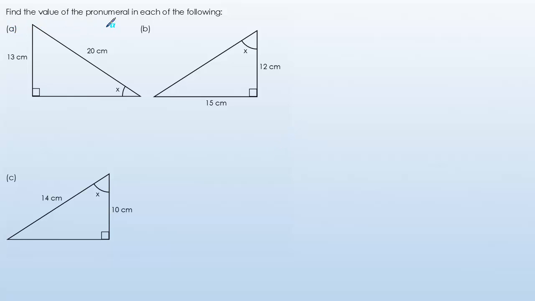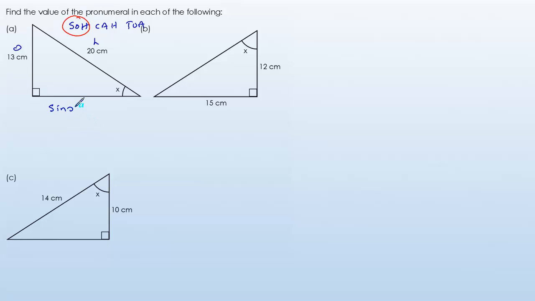We want to find the value of the pronumeral in each of the following. Now in this case, we're finding angles every time. With respect to this angle, this side is the opposite, and this side is the hypotenuse. So if we use the mnemonic SOH CAH TOA, we know that it's opposite and hypotenuse, so we must be using the sine.